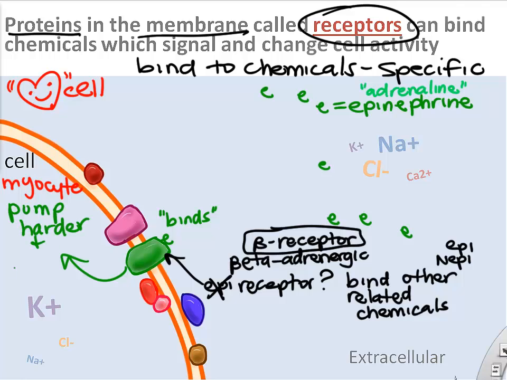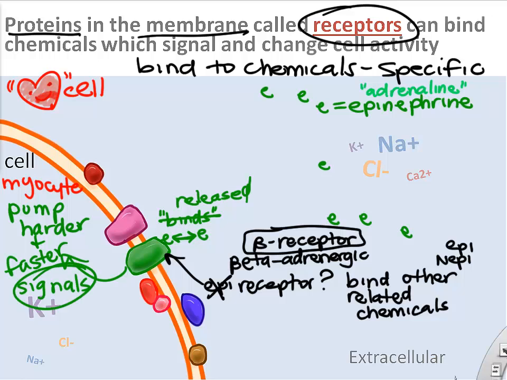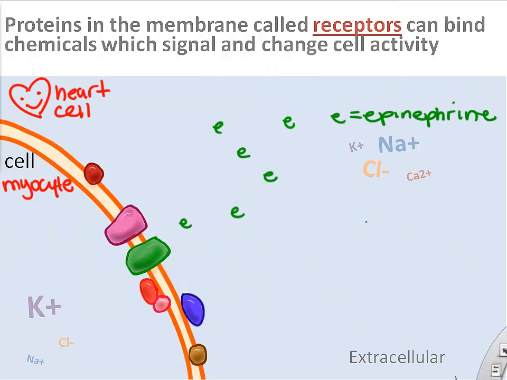Okay, so what happens when epinephrine binds to a beta receptor? It tells your heart to pump faster and harder. So again, just remember what adrenaline does. It does that by binding to a membrane protein. And it binds and releases epinephrine depending on how much epinephrine is around. And then the little heart gets a signal to either increase its rate or decrease its rate.